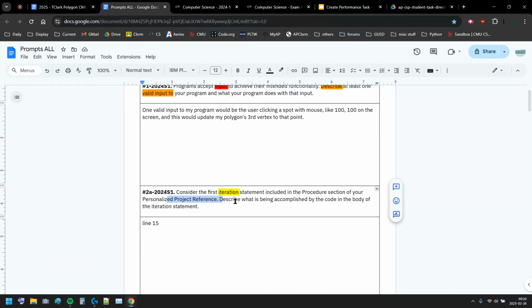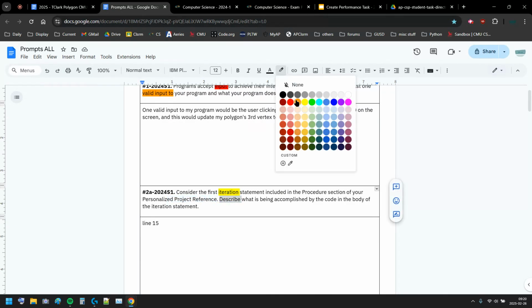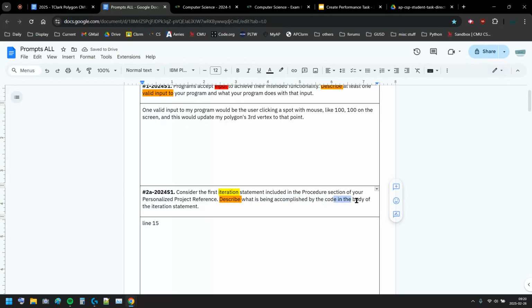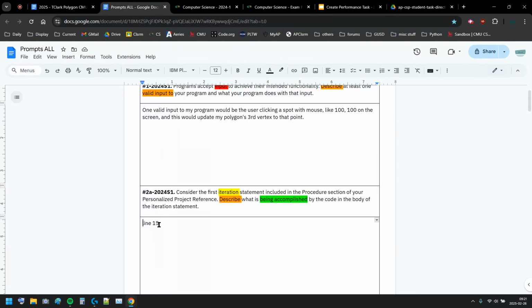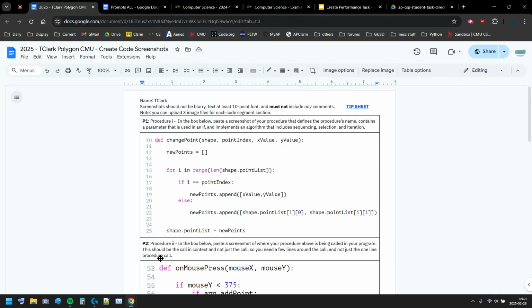Okay, then I say, okay, describe, so that's what I have to do. I have to describe what is being accomplished by the code in the body of the iteration statement, okay? What is being accomplished? There we go, that's what I have to describe. So I look at line 15, so I'd say my whole thing is from 15 to 22. So when I write, I would say my iteration statement, and don't worry about typos. If you make a typo, don't worry about it. If you have bad grammar, don't worry about it. But again, I like specifically saying lines 15 to 22, there's my iteration statement.